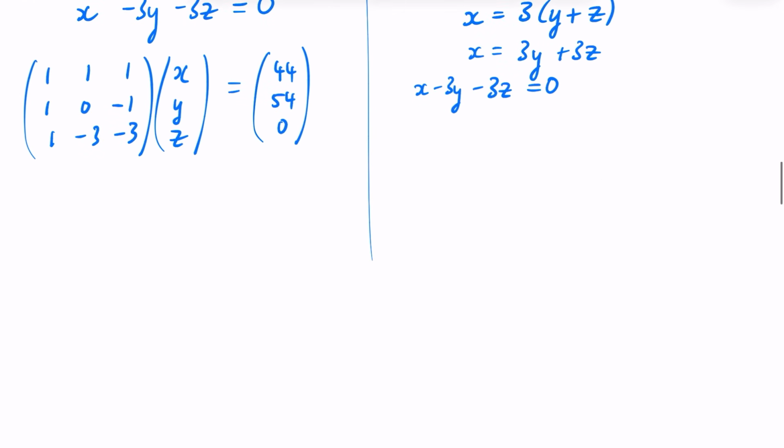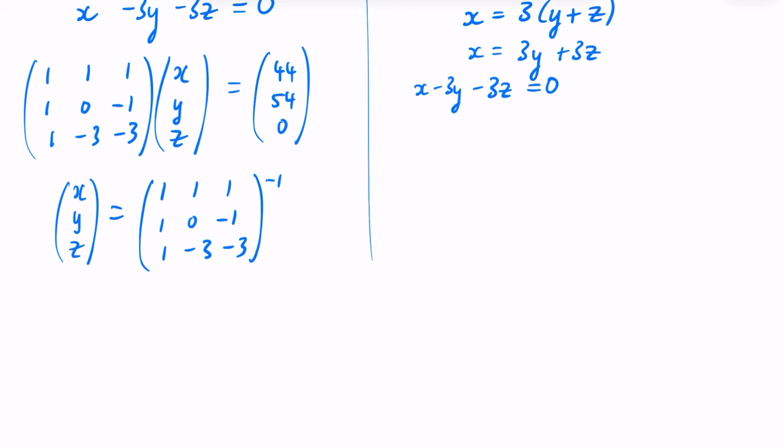So if I want to find out what x, y, z is equal to, my three numbers, I can apply the matrix inverse to the left, and then I can just calculate it and see what we get. I'm not going to actually calculate the inverse. I'm literally just going to write it down like this: 1, 1, 1, 1, 0, minus 1, 1, minus 3, minus 3. I'll just write it like this with the inverse, and I'll put 44, 54, and 0.